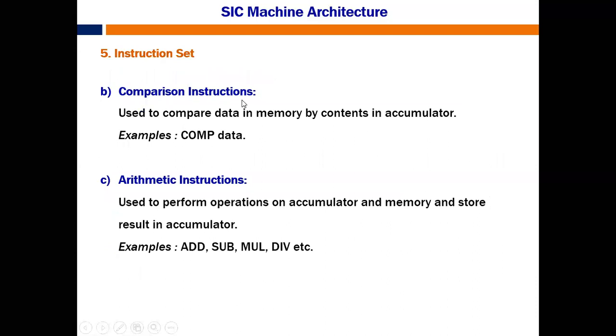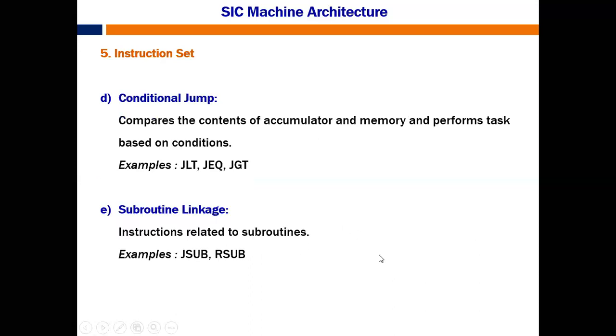Then we have comparison instructions. In SIC, we just have one comparison instruction, that is COMP. It is used to compare data in memory with the contents of the accumulator. Then arithmetic instructions, and as you know, SIC does not have floating point numbers here. So we will be going with the arithmetic operations only on integers and characters. These instructions are used to perform operations on accumulator and memory and store the result in the accumulator itself. Some of the instructions we have are add, sub, mul, div. They are not for floating point numbers.